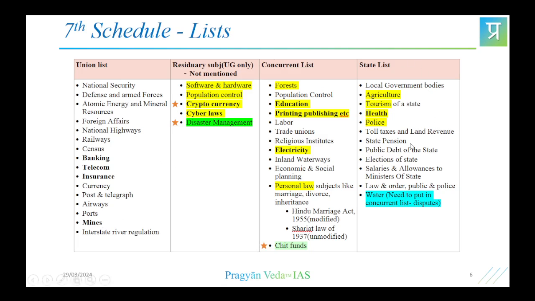When it comes to the state list, we have subjects of state importance like agriculture, tourism, and health, so they become a part of the state list. Police, of course, implementation of law and order, is a part of the state specifically. Even the local government bodies, panchayati raj institutions, which fall in this ambit, are all part of the state list. Even taxes like toll taxes and land revenue are, of course, in the state list.